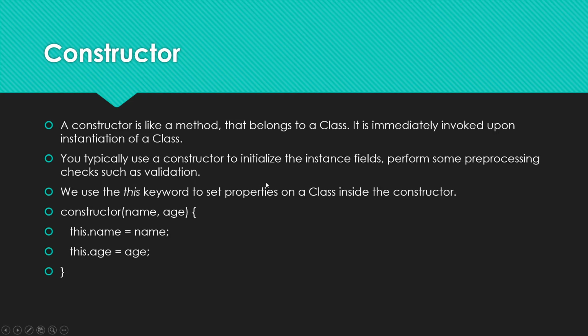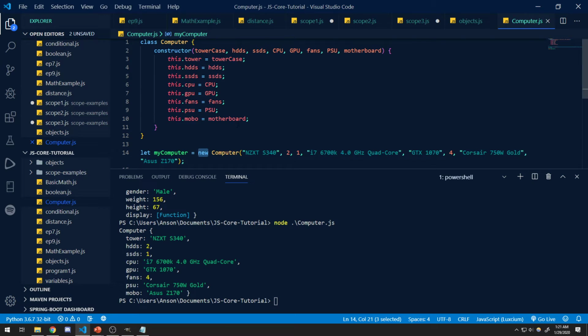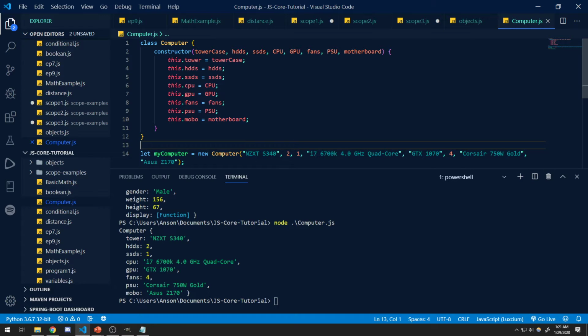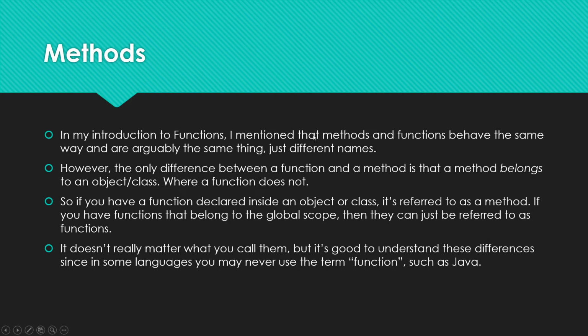Cool. All right, that's just another example which I've done already. And other things to mention too, when we say fields or properties, that refers to, I mean, you can call them variables that belong to the object. So for example, tower, HDDs, SSDs, these are all variables or fields, right? They belong to the computer instance. Okay. Cool.